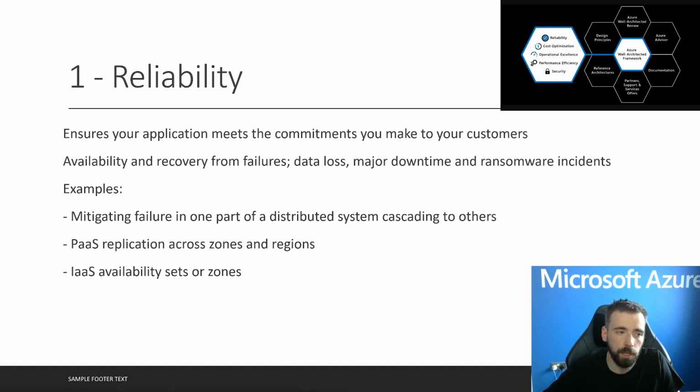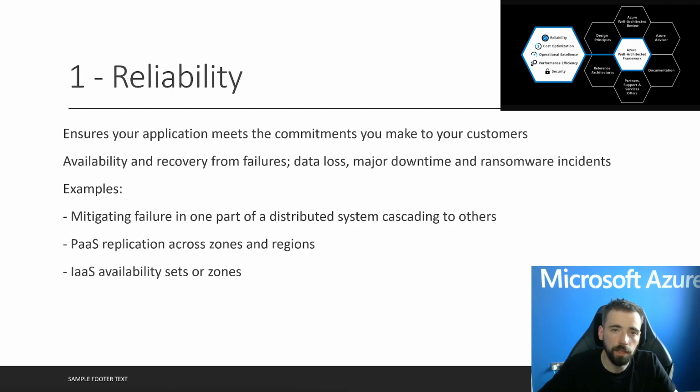We've then got PaaS replication across zones and regions. Microsoft Azure PaaS services often have built-in capabilities that allow us to provide regional redundancy or redundancies between data centers within a specific region. So these are some of the things that we consider as part of our architecture for the application. We then have IaaS and availability sets and availability zones.